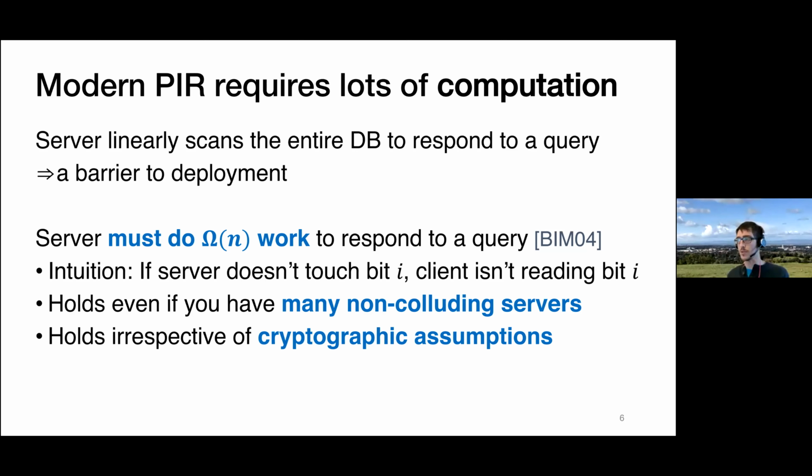So that's the intuition, but you can actually formalize it. And this applies even to the setting where you have multiple non-colluding servers, and irrespective of any cryptographic assumption. So this is a very strong lower bound.